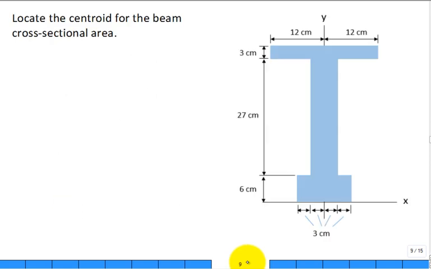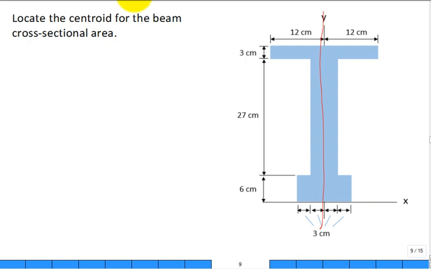It says locate the centroid of the beam cross-sectional area. Hopefully that looks like a beam. Okay. Is there any symmetry that we can exploit for this? Yes or no? I see a head shake. Yes. All right. Is it symmetrical about the x-axis? Or is it symmetrical about the y-axis? About the y-axis.